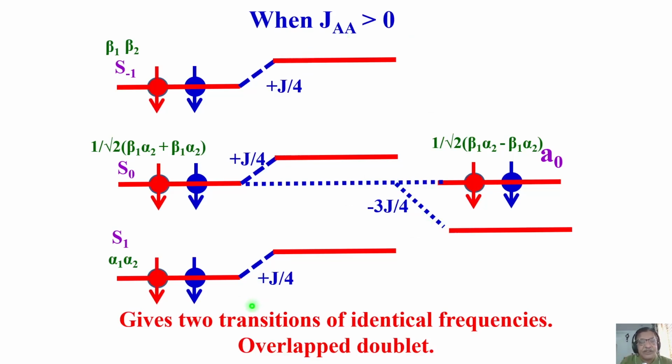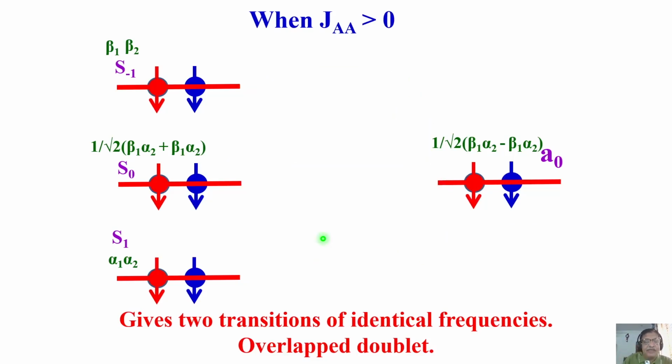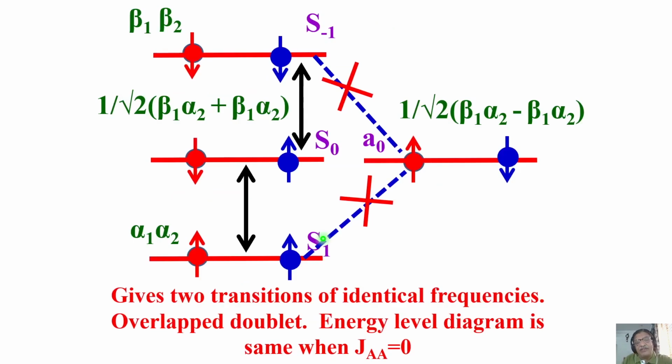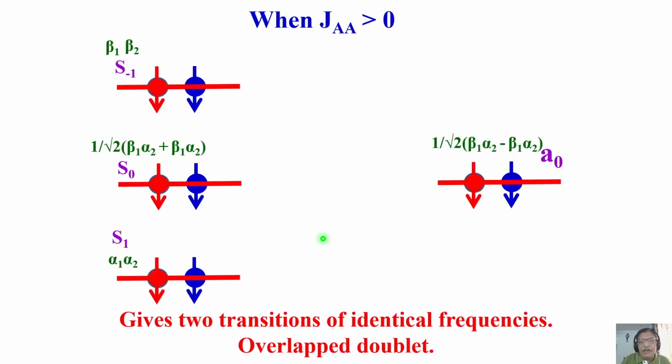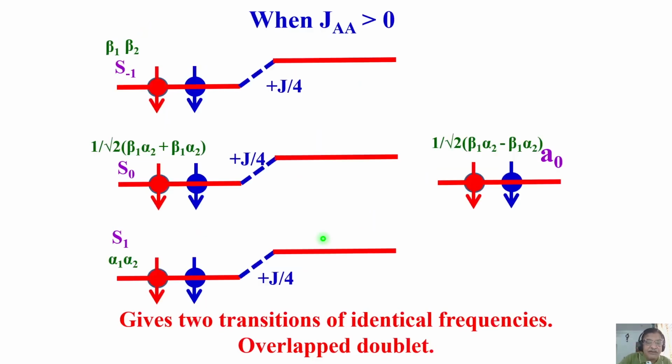Now find out the transitions here. Again, this is a transition. These two are allowed transitions, this transition, this transition. Identical frequency again, because the energy separation has not changed, because all of them have moved up by the same amount. Compared to the previous example, they have the same energy separation, same frequency you are going to get, so it will overlap. Here also it is the same, because all the 3 energy states have been destabilized by the same amount, J by 4, all of them equally.